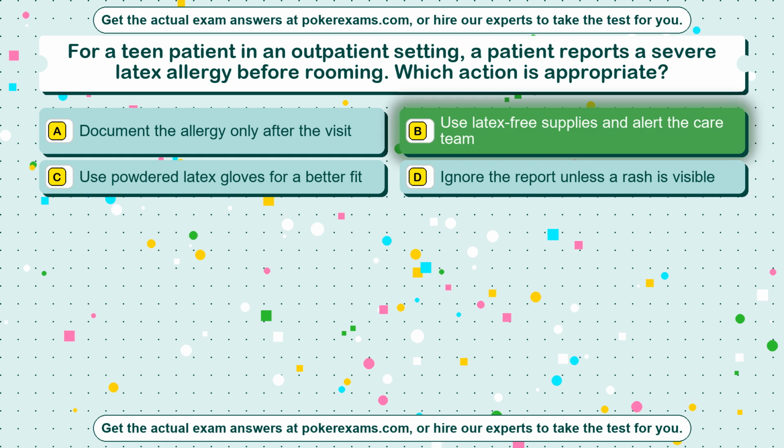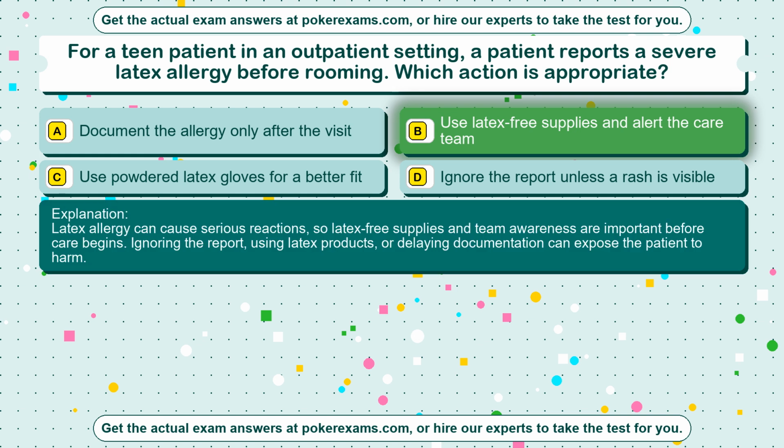The correct answer is option B, use latex-free supplies and alert the care team. Latex allergy can cause serious reactions, so latex-free supplies and team awareness are important before care begins. Ignoring the report, using latex products, or delaying documentation can expose the patient to harm.